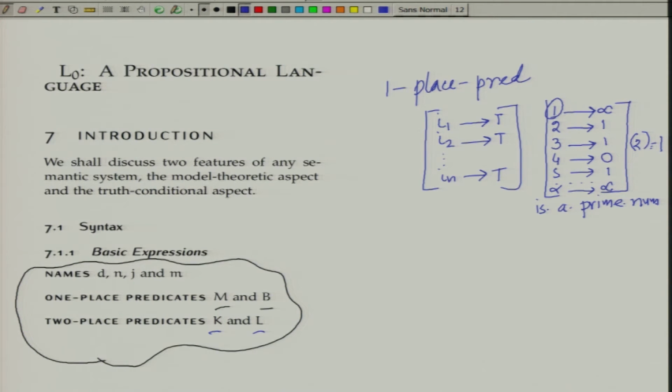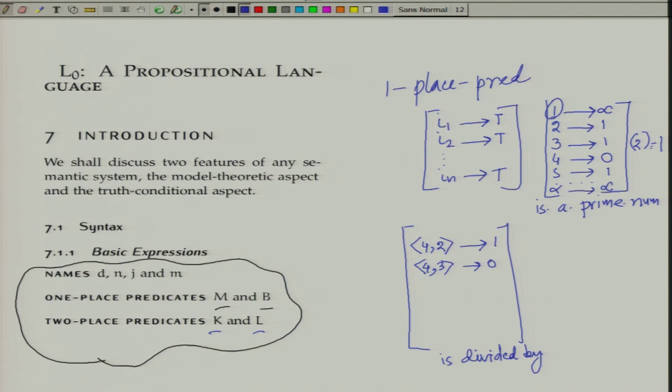And what is a 2 place predicate? Something like x divides y. So, is a divisor of is a 2 place predicate, because it will look like this. Among other things, it will have 4 and 2 mapped to 1, but 4 and 3 will be mapped to 0, because 3 does not divide 4. So, it is like the is divided by function, is divided by.